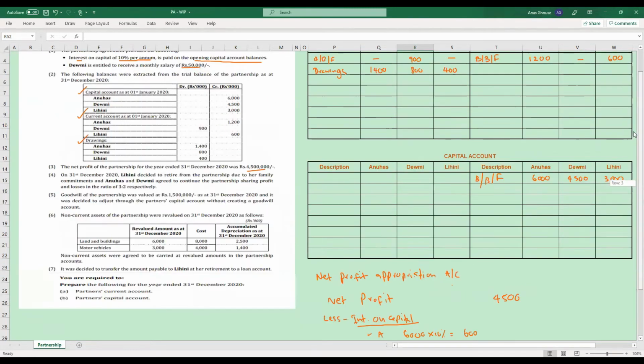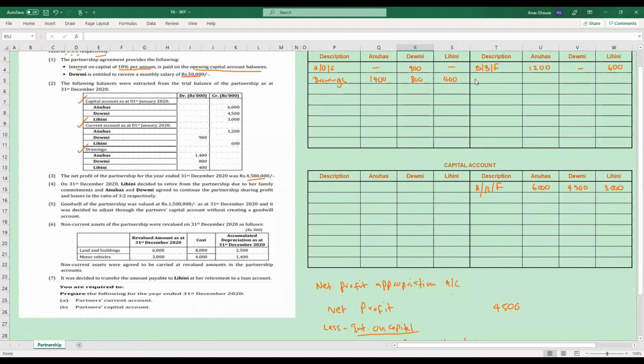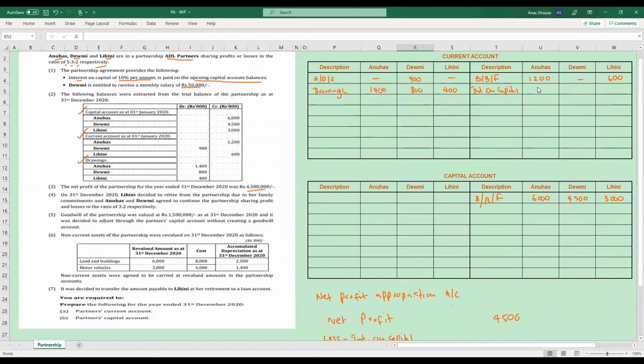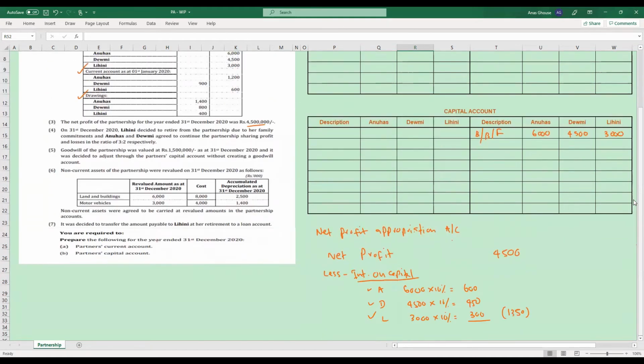This interest on capital has to be accounted in the current account. So let's move on to the current account. You can say interest on capital. That will be how much? 600, 450, and 300. Then you are given Devmi is entitled to receive a monthly salary of 50,000. So per month salary is 50,000, and therefore we need to account for salaries also.